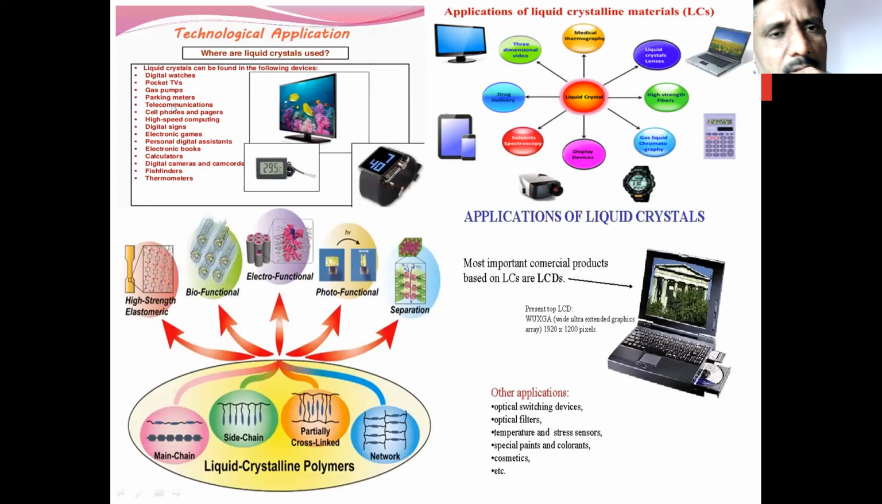Now I am showing here different technological applications of liquid crystal displays, or liquid crystals. Where are liquid crystals used? Liquid crystals can be found in different devices, such as digital watches. The screen or display which is observed in digital watches is made up of liquid crystal. Pocket TVs, gas pumps, parking meters, telecommunication, these are the different applications of liquid crystals.